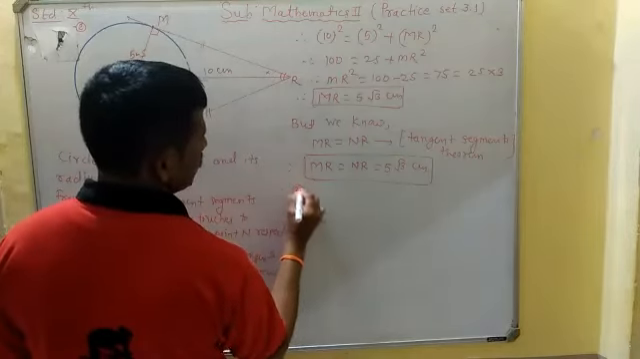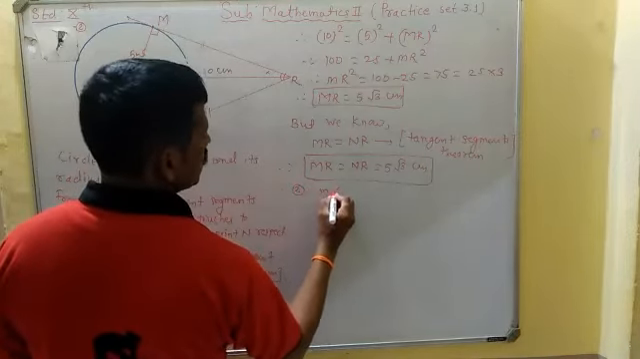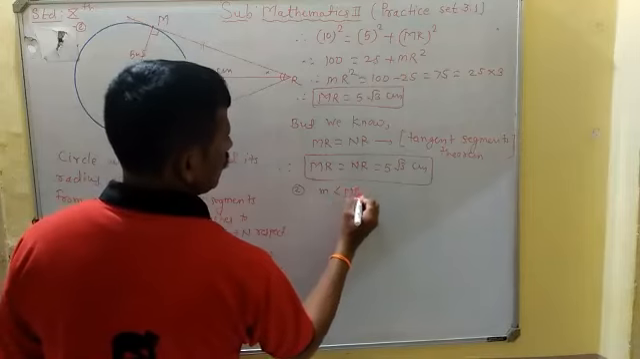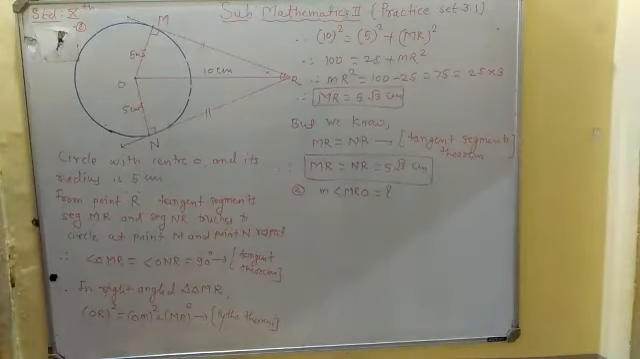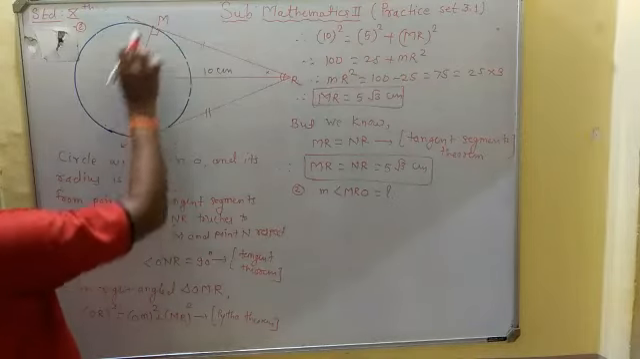Now, second to find what is the measure of angle MRO. Okay, angle MRO is to be found. Look at here, in a right angle triangle OMR.